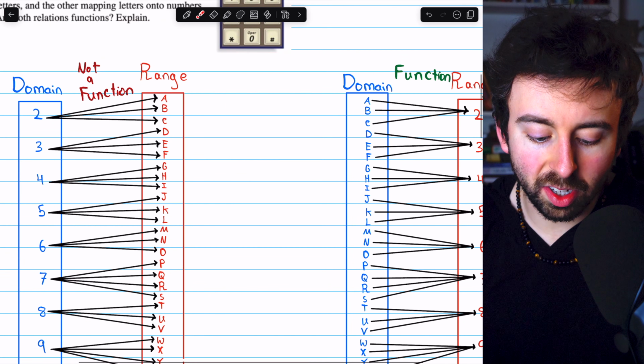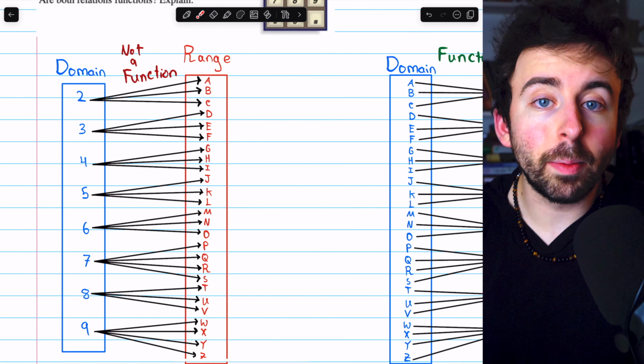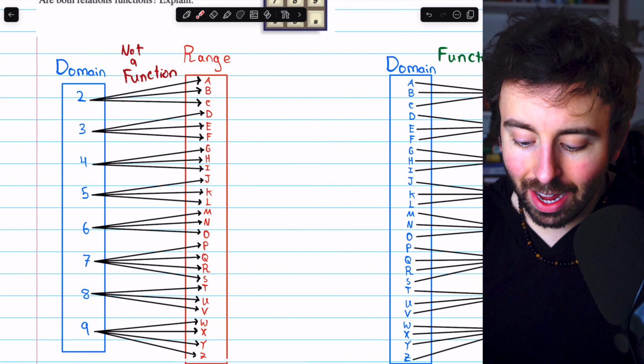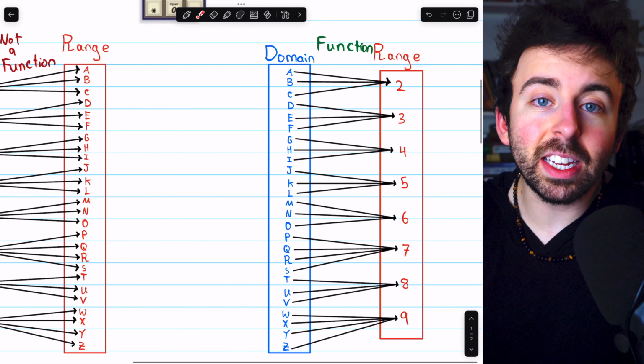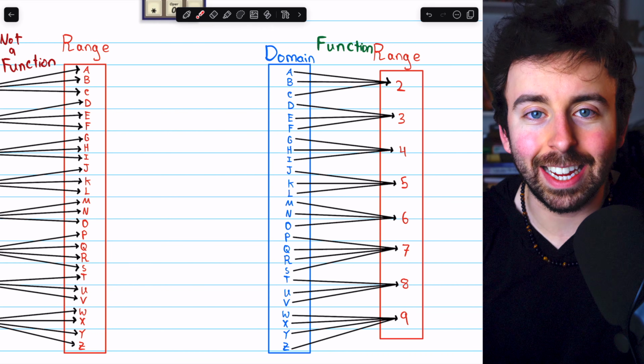Here are those conclusions again. This one is not a function because there are elements of the domain that map to multiple things in the range, and this is a function because each element in the domain maps to exactly one element in the range.